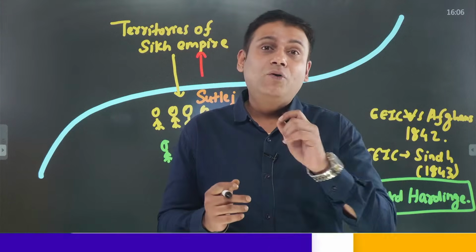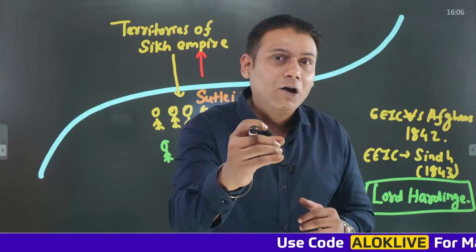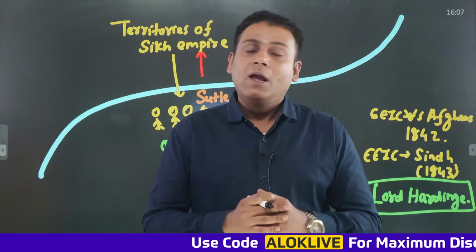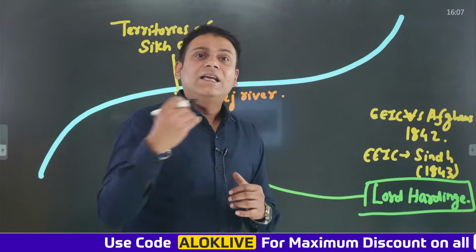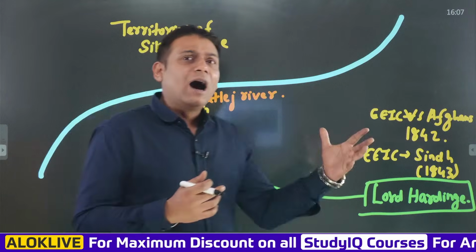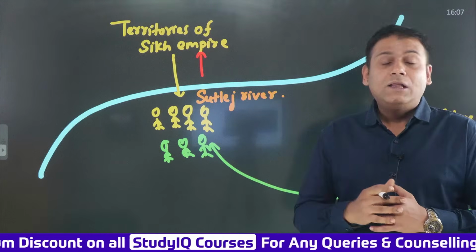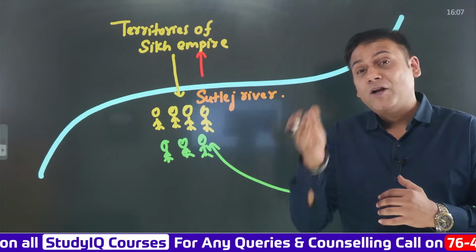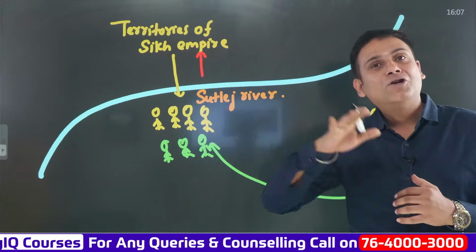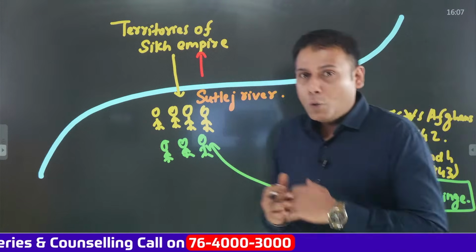He was supported by his mother, Maharani Jindal Kaur, who also acted as a regent for Maharaja Dalip Singh. Apart from this, Lal Singh was the wazir for Maharaja Dalip Singh. But if we compare the army of Maharaja Ranjit Singh ji and Maharaja Dalip Singh, the army of Maharaja Ranjit Singh ji was much more disciplined in comparison to the army of Maharaja Dalip Singh. Okay. Now, what happened further?